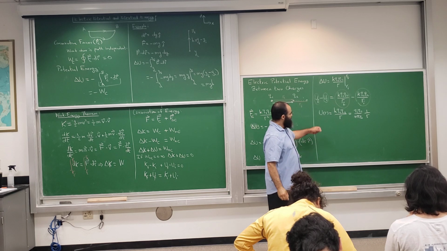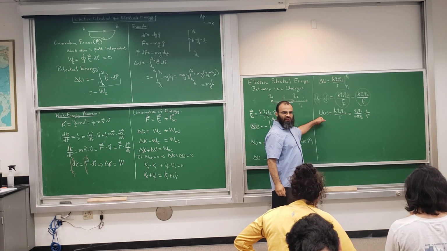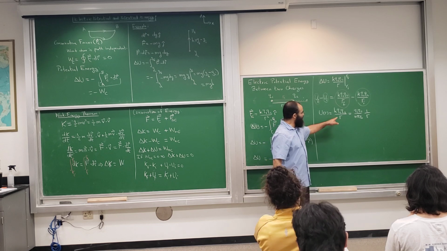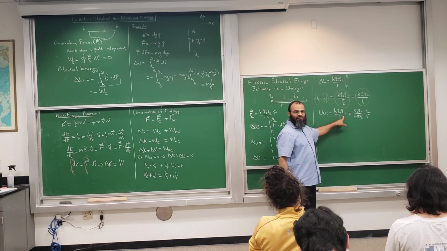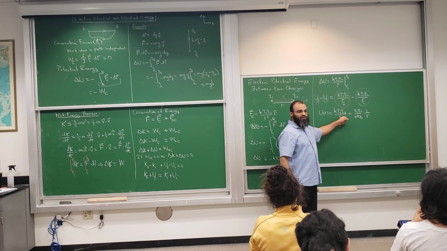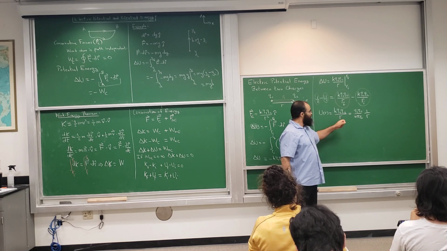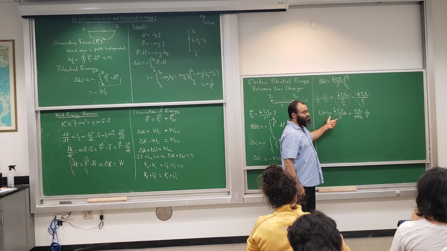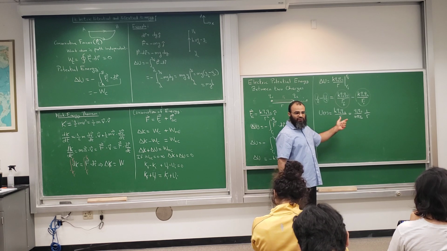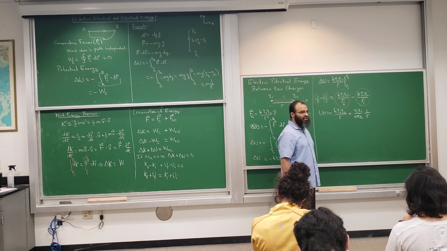So notice the potential energy is similar to the force, isn't it? But instead of R squared, you have R, because you integrate it. Instead of squared, it becomes R. Second thing to note is that potential energy is obviously a scalar, whereas the force is a vector. Force is a vector, potential energy is a scalar.